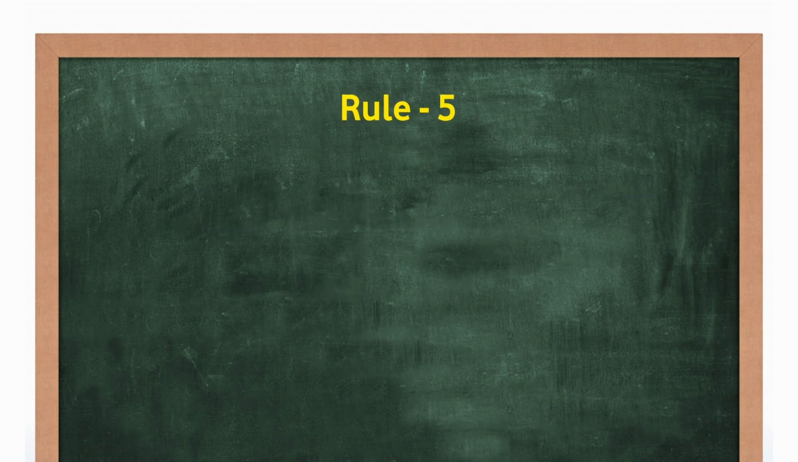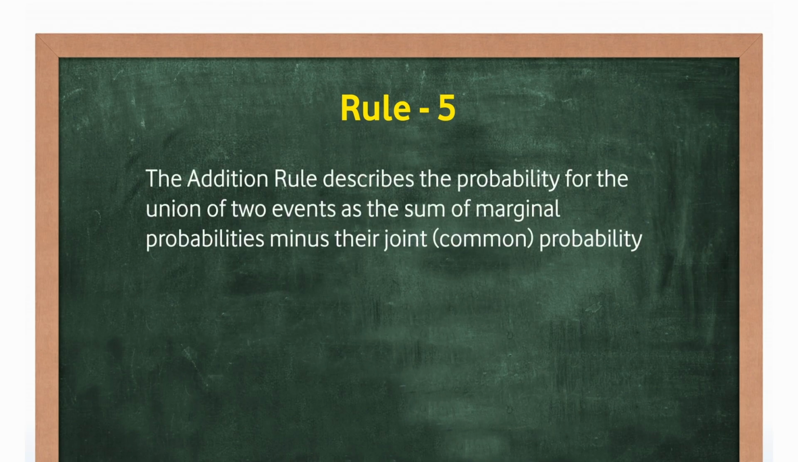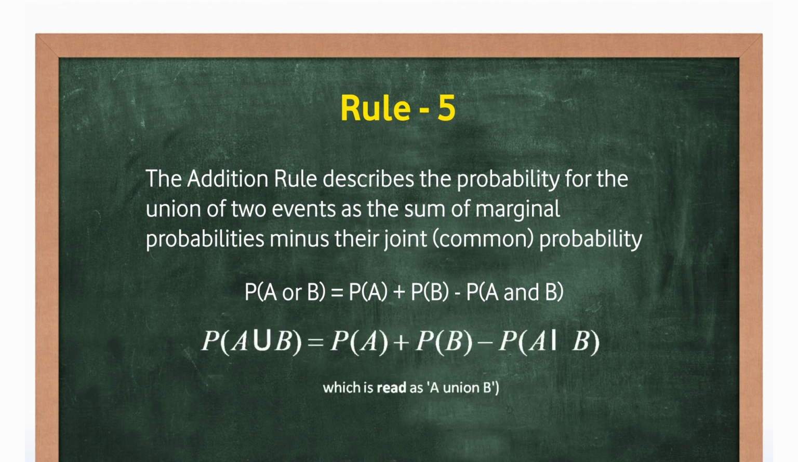If you talk about probability rules, the addition rule describes the probability for the union of two events as the sum of marginal probabilities minus their joint common probability. So P(A or B) equals P(A) + P(B) − P(A and B). This is the formula by which we are going to do it.